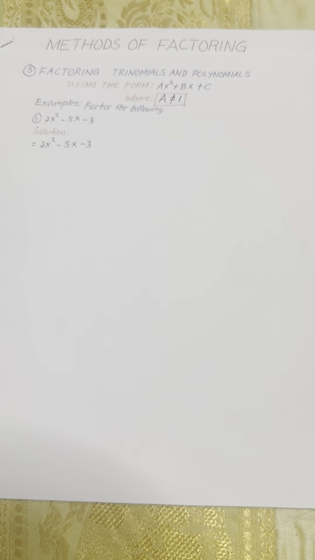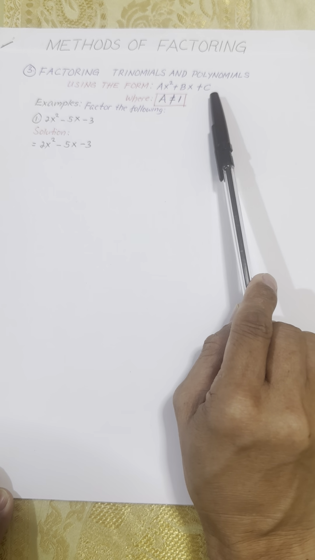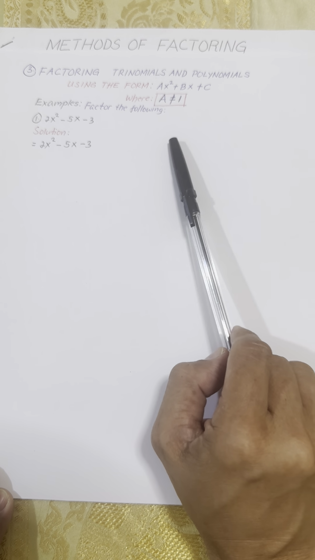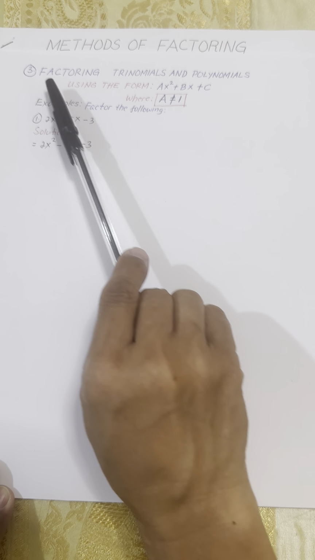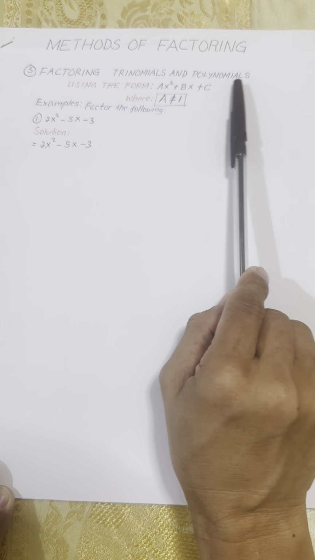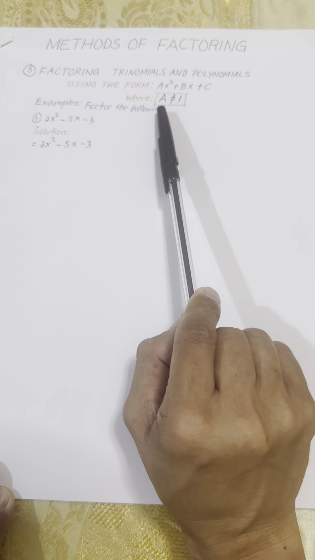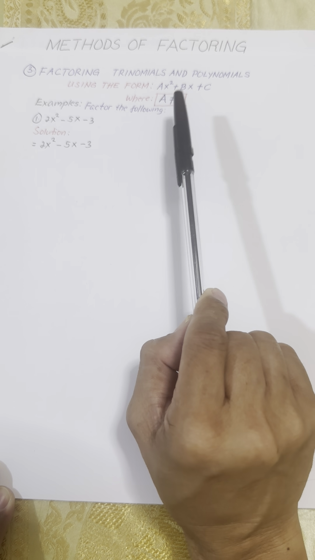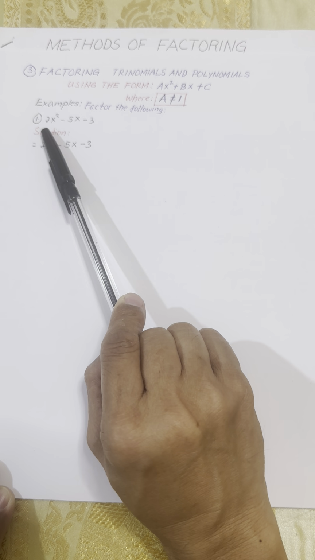Okay, so this time we're going to discuss another method of factoring. This is called factoring trinomials and polynomials using the form ax squared plus bx plus c, where a is not equal to 1. If you can still remember in our previous videos, that was also factoring trinomials and polynomials using this form, but that method used the condition a is equal to 1. But this time, what if a is not equal to 1? Like for example, this one.